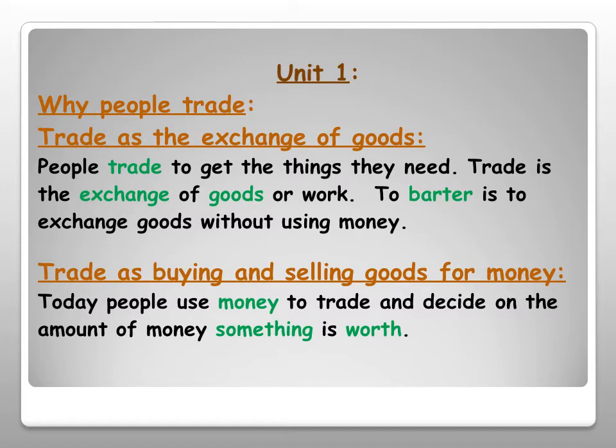So trade is when we want to get things that we need and we exchange goods or work. To barter is not to buy goods with money, but to exchange goods. Trade as buying and selling goods for money. Today people use money to trade and decide on an amount of what something is worth. So in today's times, we use money to trade or to buy things, and we discuss prices and we come to a final price together.